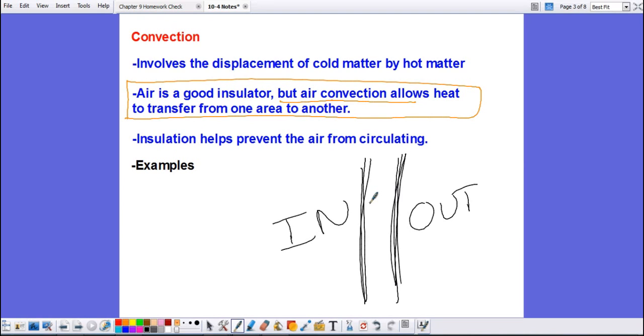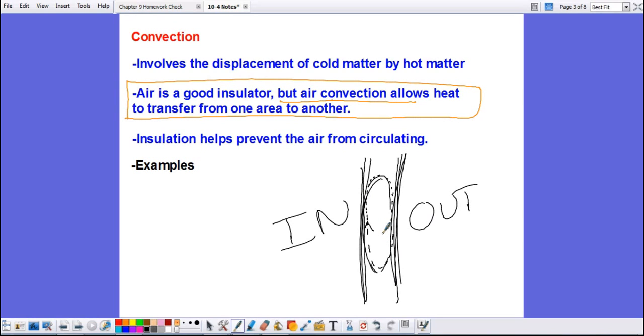Here's the problem. You've got this little air particle right next to the inside. It's going to heat up, and as it heats up, it's going to rise, and then it's going to come around and fall back down as it cools because it gets closer over here to the outside, and then it's going to go like this. And this circulation of the air, this convection, is going to allow heat to transfer.